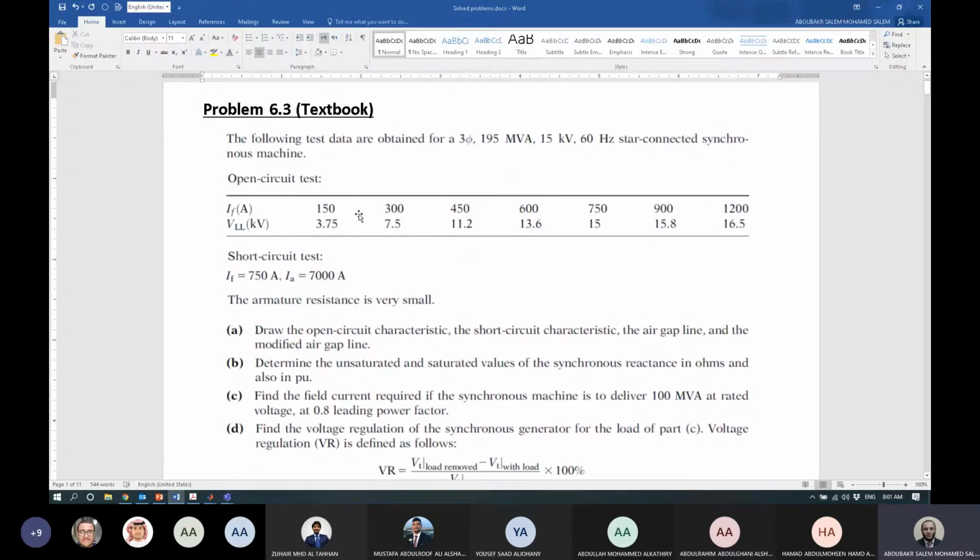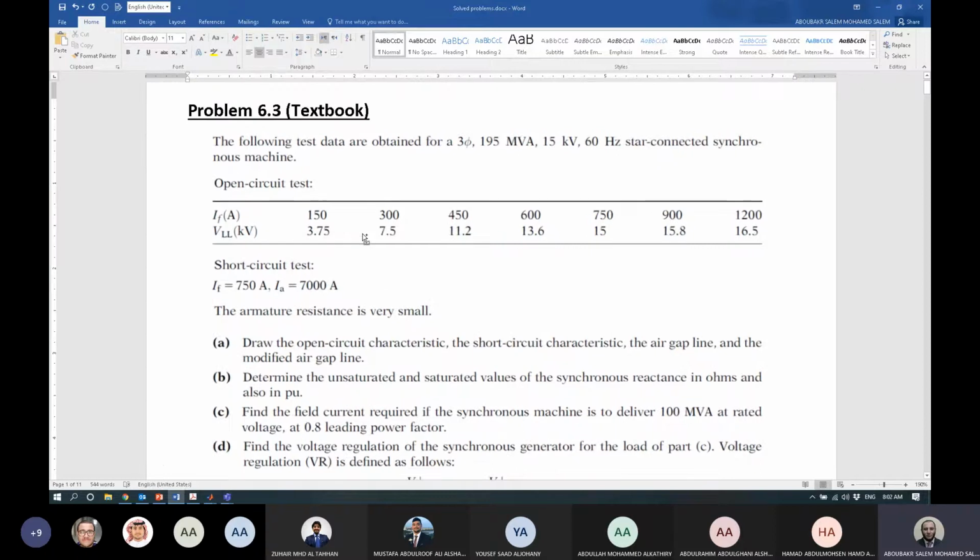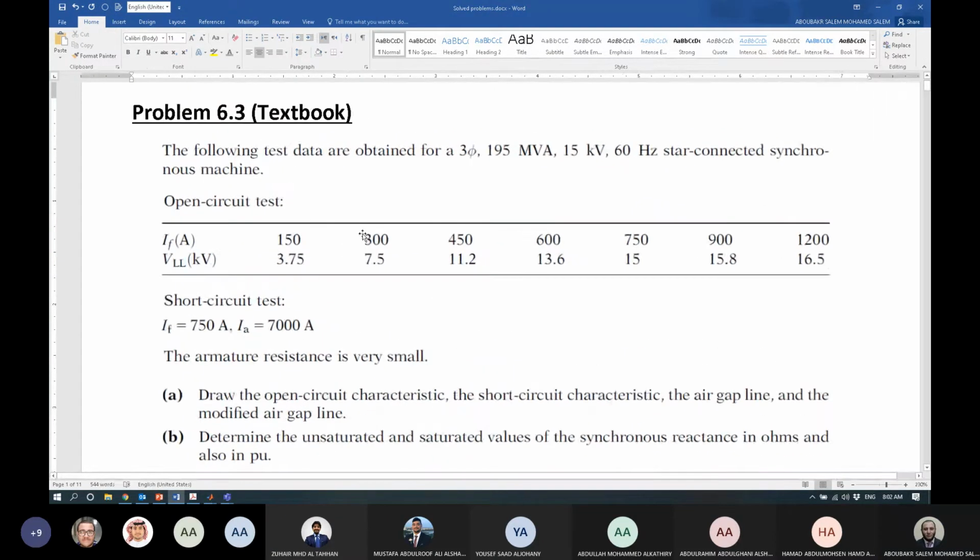Okay, guys, is the screen clear or not? Clear, doctor. Yes, clear. Good.